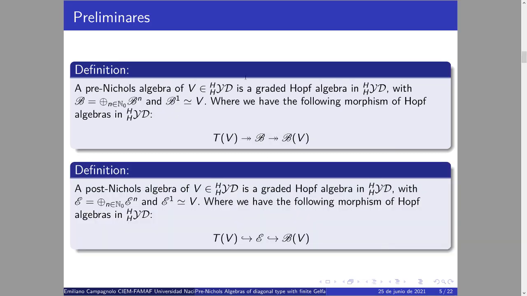Okay. A Pre-Nichols algebra of B, a Yetter-Drinfeld module, is a graded Hopf algebra in this category with this gradation, where we have the following morphisms of Hopf algebras in this category. We have this epimorphism and this epimorphism, and the definition of post-Nichols algebra is analogous with these morphisms of Hopf algebras in the category of Yetter-Drinfeld modules.